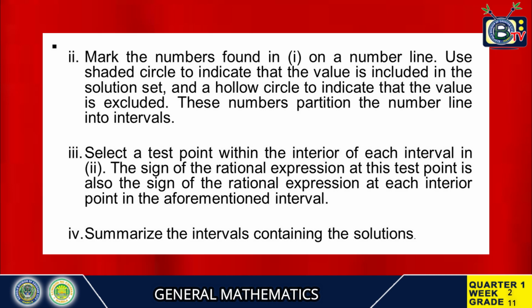Mark the numbers found on a number line. Use a shaded circle to indicate that the value is included in the solution set, and a hollow circle to indicate that the value is excluded. These numbers partition the number line into intervals. Select a test point within the interior of each interval. The sign of the rational expression at this test point is also the sign of the rational expression at each interior point in the aforementioned interval. Summarize the intervals containing the solution.